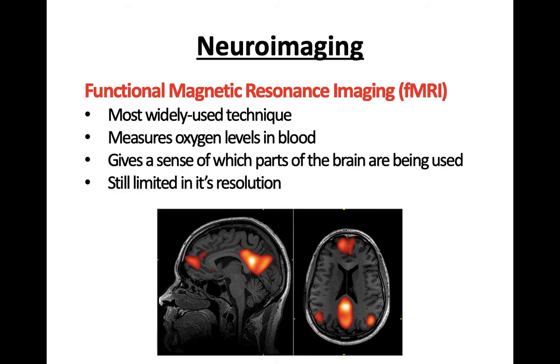Now, fMRI doesn't actually record the activity of neurons, but instead, these different color images that you see here reflect blood flow to the brain. And more precisely, the images that you see reflect the presence of blood that has more oxygen in it versus blood that has less oxygen. Active regions of the brain require blood that is richer in oxygen.